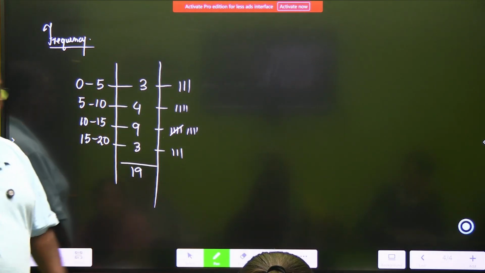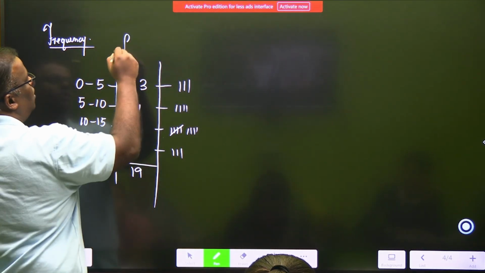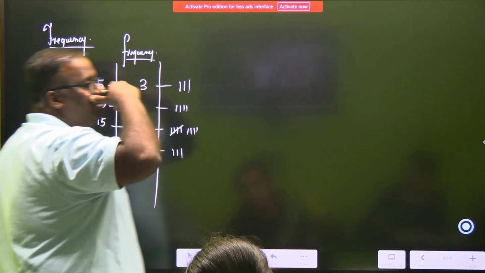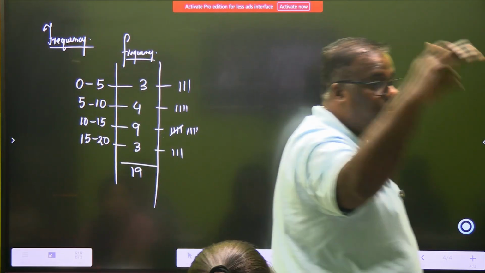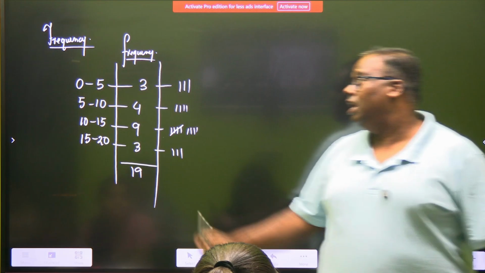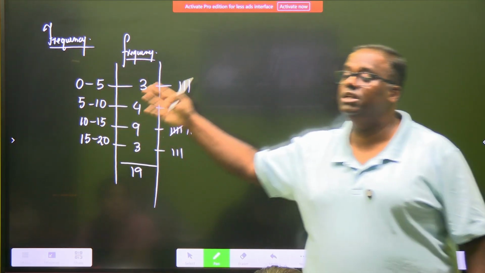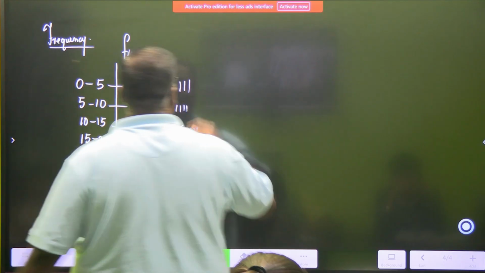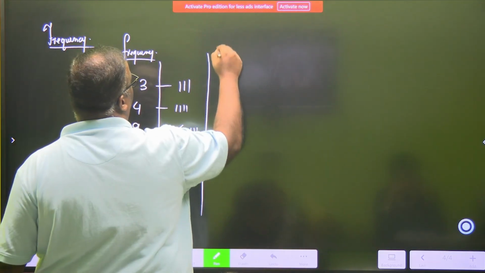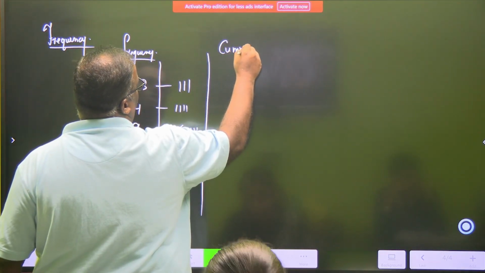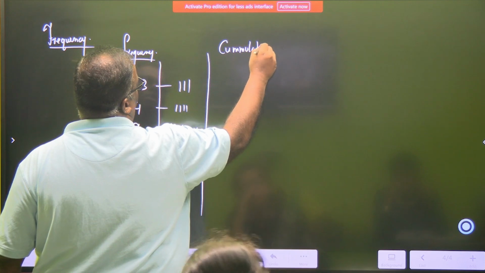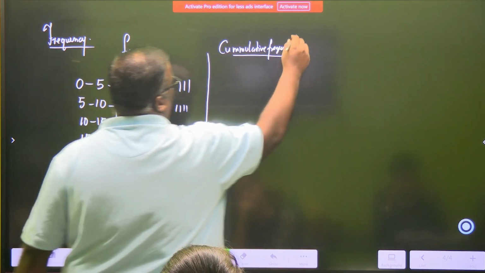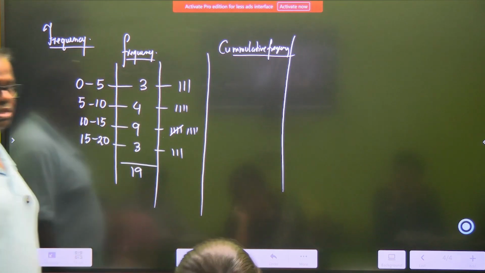इसको कहते हैं हम फ्रीक्वेंसी। इसको क्या कहते हैं? फ्रीक्वेंसी। What does this say? How many times does a data keep on appearing? 0 to 5 में हमें 3 चिल्ड्रन मिले, ठीक है। अब हम एक और डेटा देखेंगे इस क्लास से, इसको हम कहते हैं क्यूमुलेटिव फ्रीक्वेंसी। क्यूमुलेटिव फ्रीक्वेंसी। Now what is cumulative frequency?